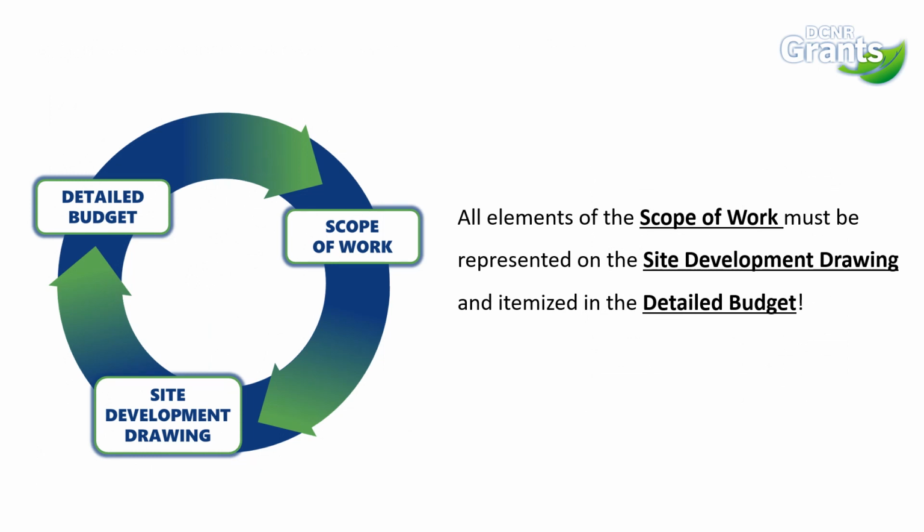There are 3 ready-to-go items, the project scope of work, the site development drawing, and budget, that must demonstrate consistency and convey interconnectivity. The project activity should be succinctly defined in the scope of work, labeled, and illustrated on the site development drawing, and itemized in your budget.